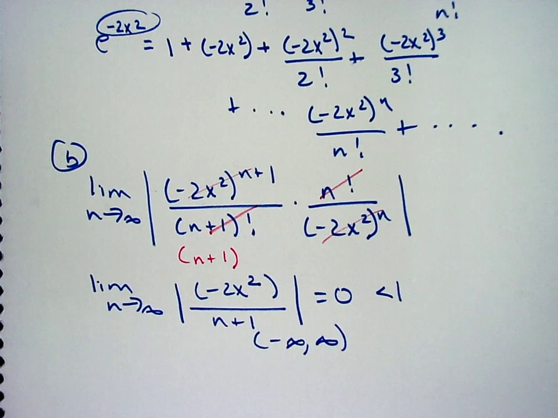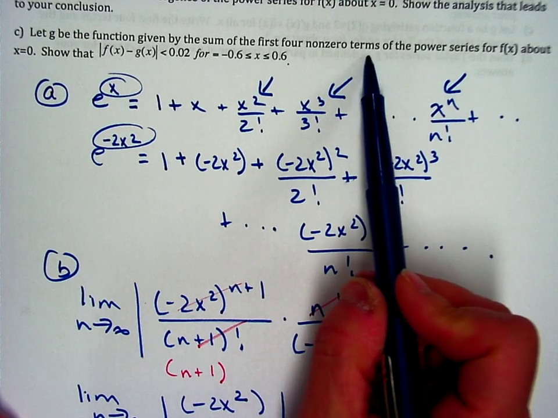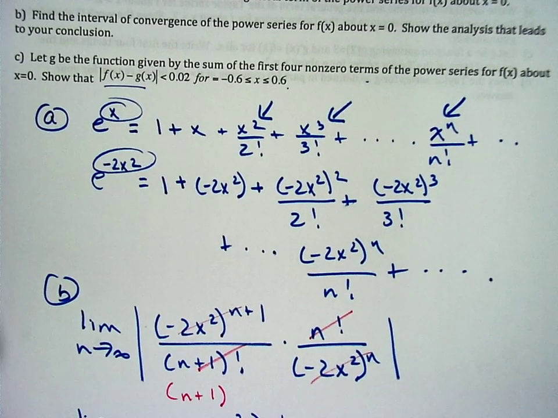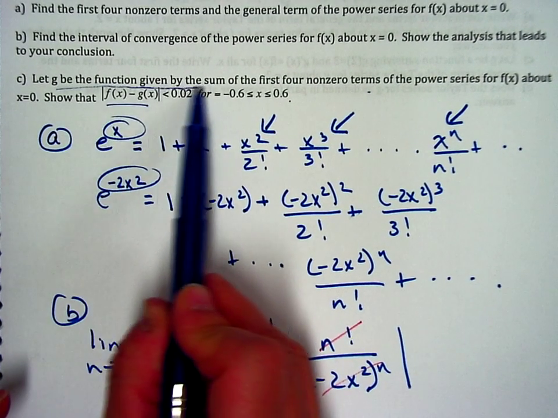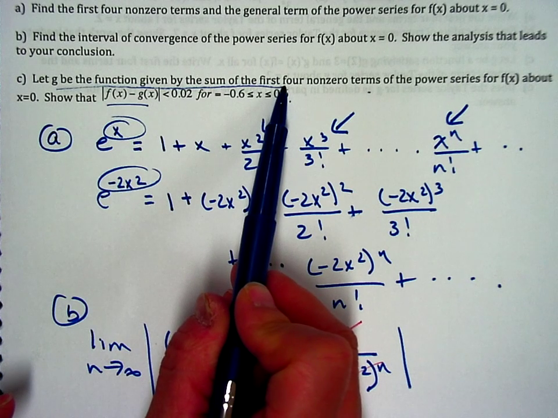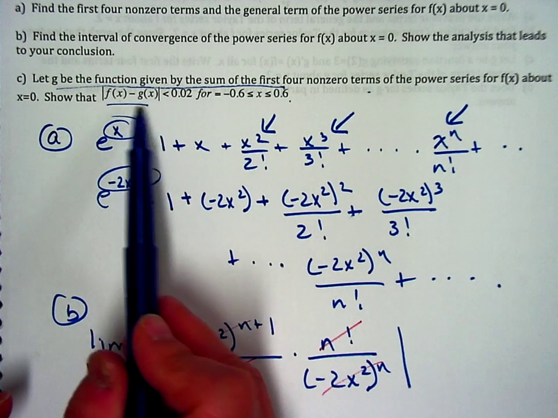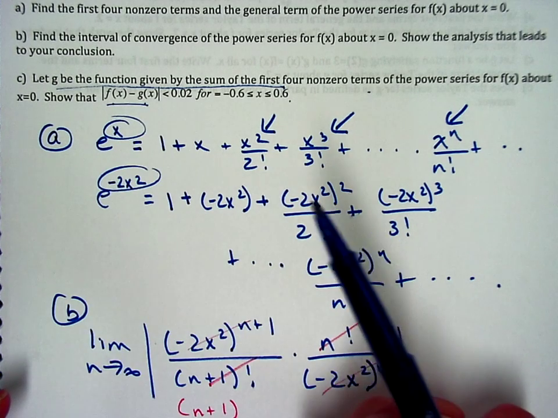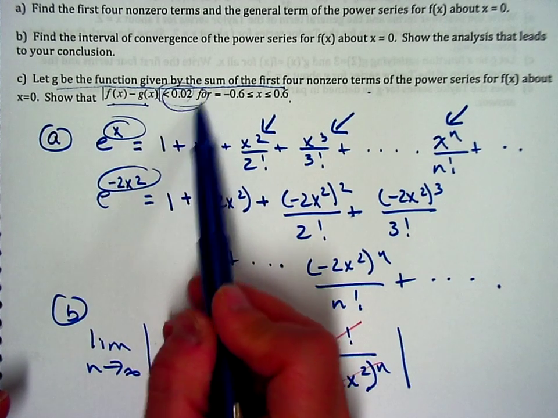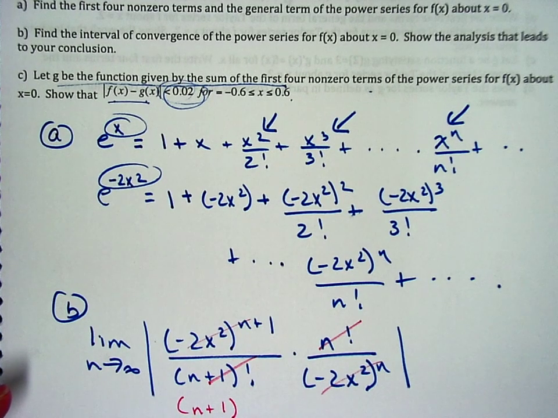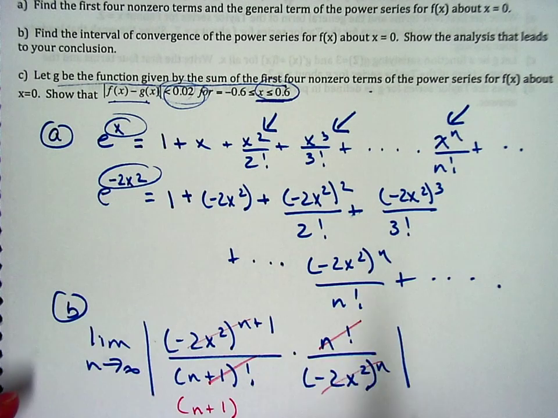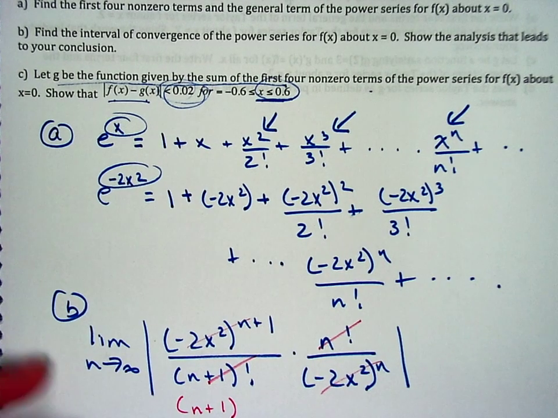Okay? And then lastly, let g be the function given by the sum of the first four non-zero terms. Show that f of x minus g of x is less than 0.02. So g is basically just the first four terms, so basically it's your polynomial. What happens when you take the entire series and subtract the polynomial? That's your error. They want you to show them that your error is less than 0.02, and when they write in this notation, they're really giving you what your x value is. So they're telling you that x is 0.6.